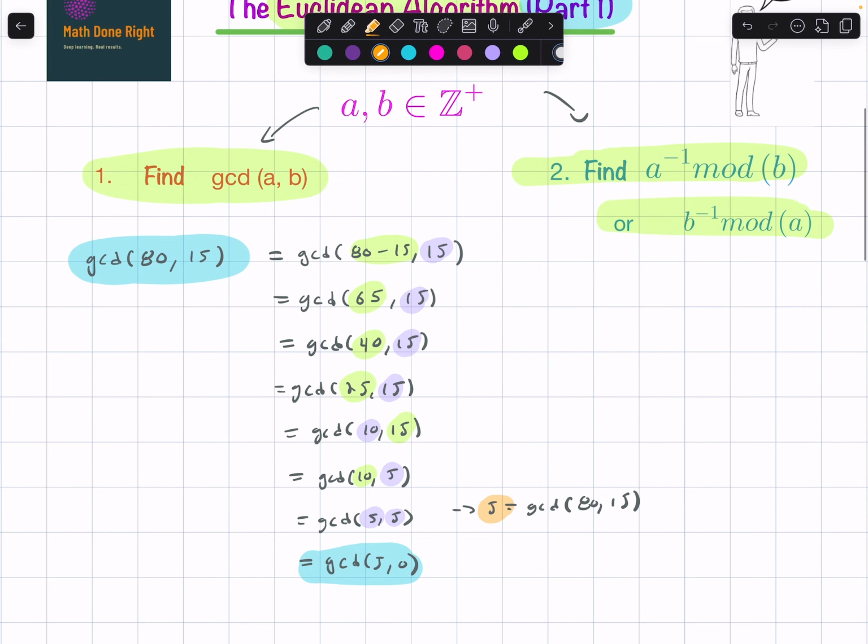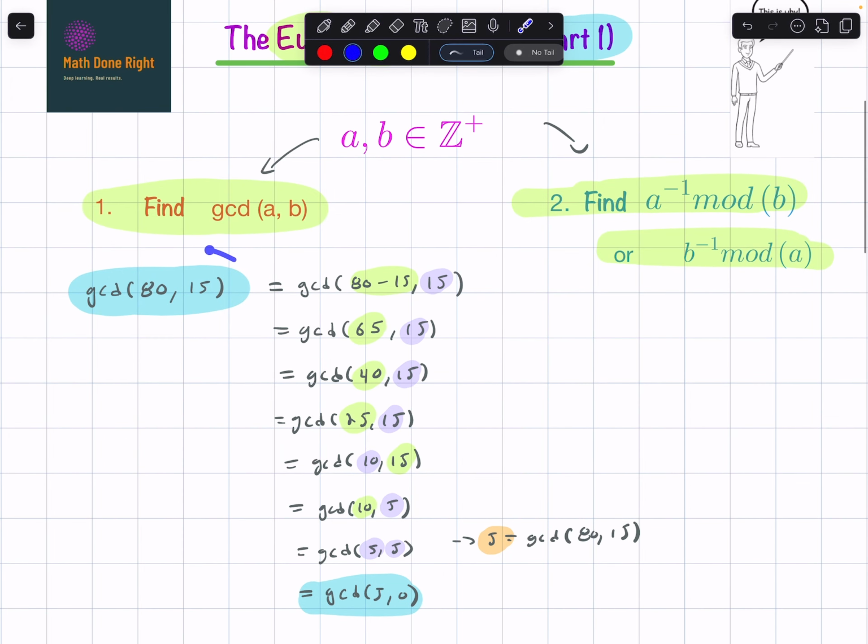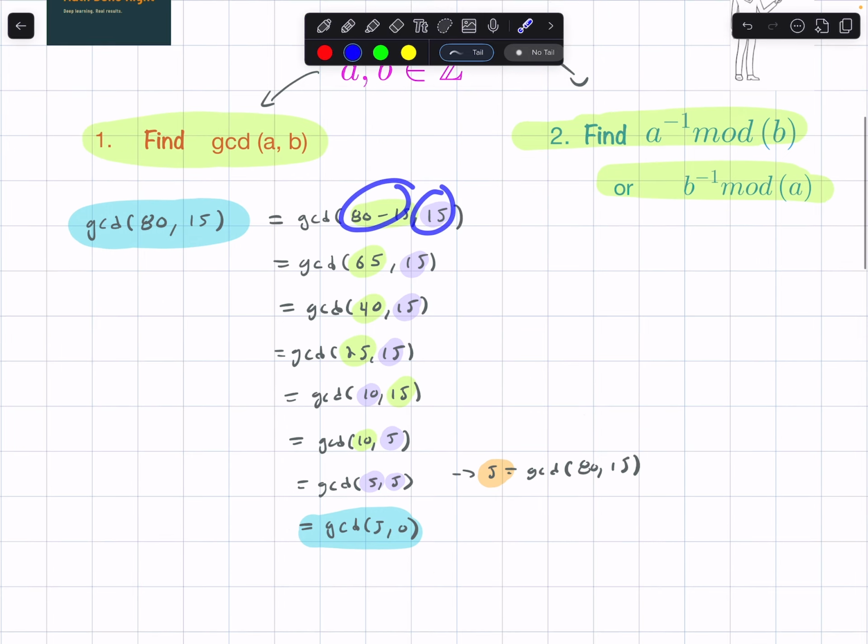So this was how to do it. This is the computational thing. If I want to find the GCD of 80 and 15, I can just keep subtracting the smaller number from the larger number, and you don't even need to write the GCD.